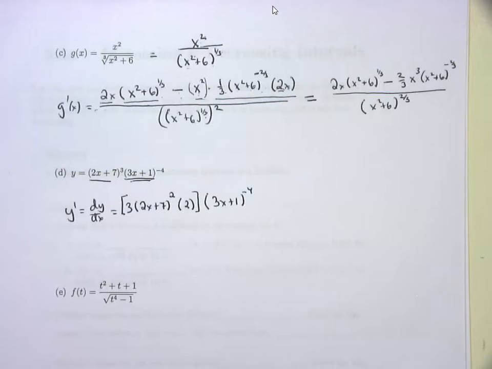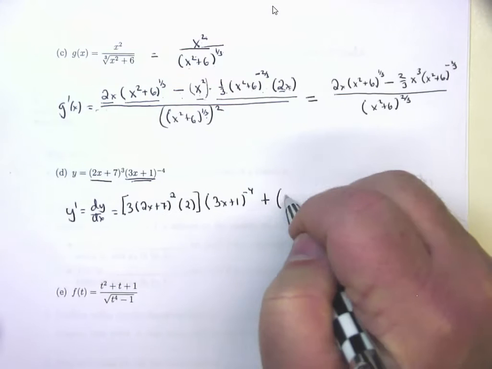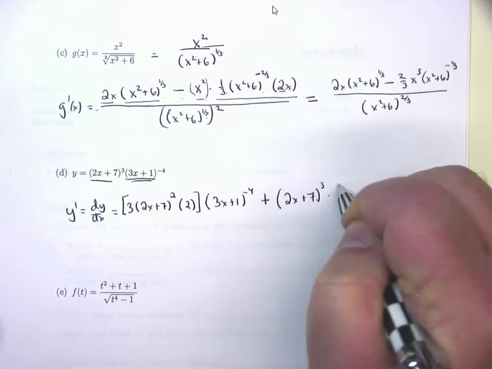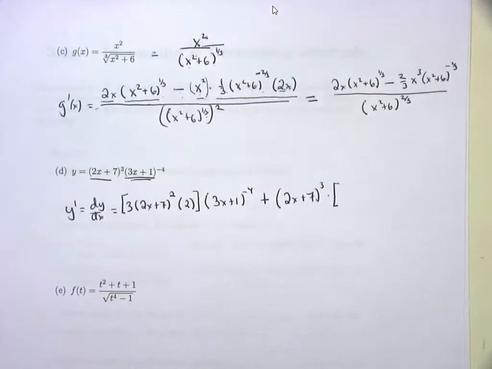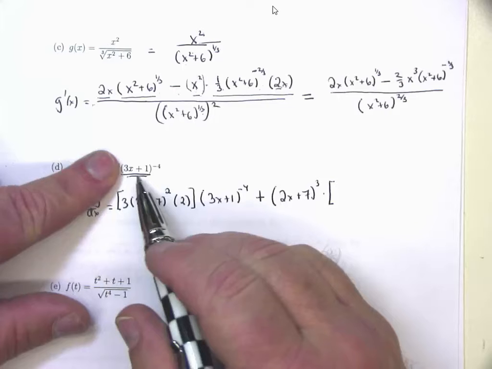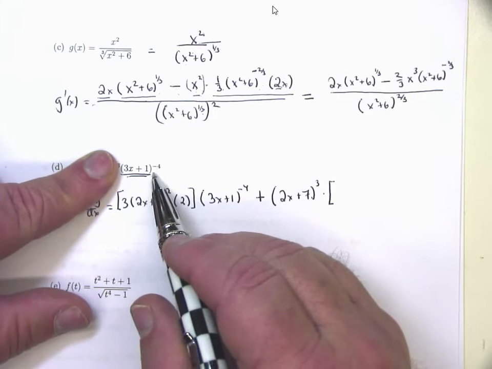Then you put plus, you copy the first guy, 2x plus 7 cubed. Then I'm going to put times, and I'm going to put a little bracket here because I'm trying to separate this so you can see the parts here. The derivative of the second. The derivative of the second is 3x plus 1 to the negative 4th power. That's chain rule once again.